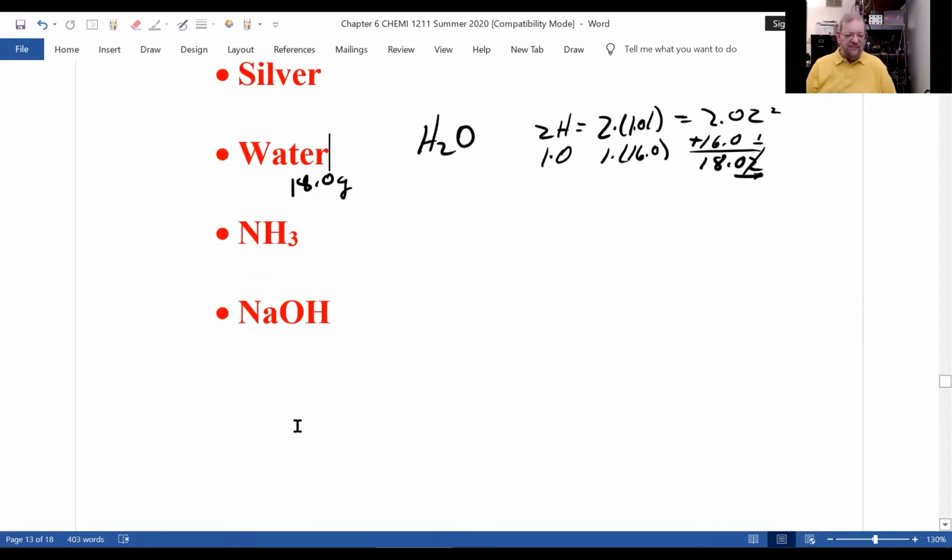Now, I'm going to let you try one. What would be the weight of 1 mole of ammonia? And let me just tell you that this is 14.0, the atomic weight for nitrogen. Hydrogen is still 1.01. Have fun. Your turn. What would 1 mole of ammonia weigh?